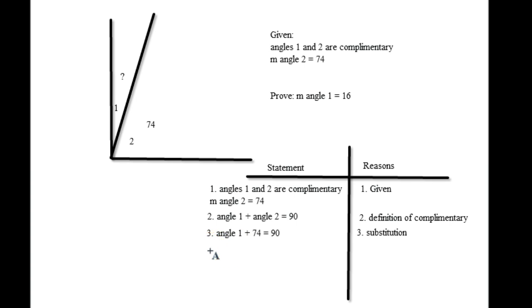Now we subtract 74 from both sides, and we get angle 1 is equal to 16 degrees, because I checked on my calculator. If you notice, that's the last step, and you might think, oh man, I'm done. But you do need to say your last reason, which is that you subtracted from both sides, so we call that the subtraction property of equality, or subtraction PO.